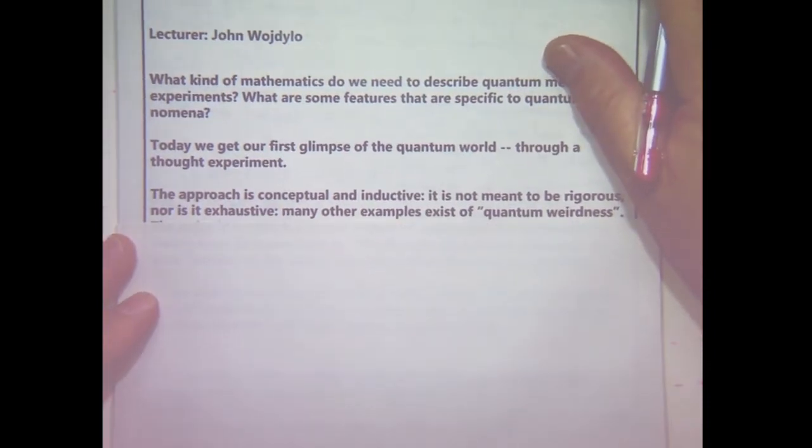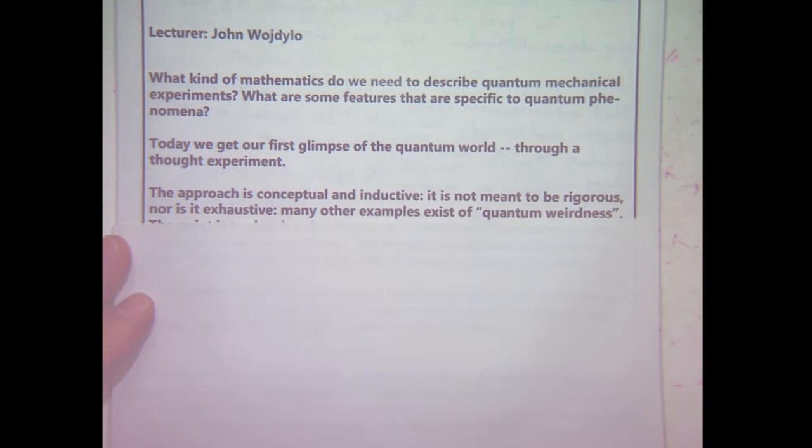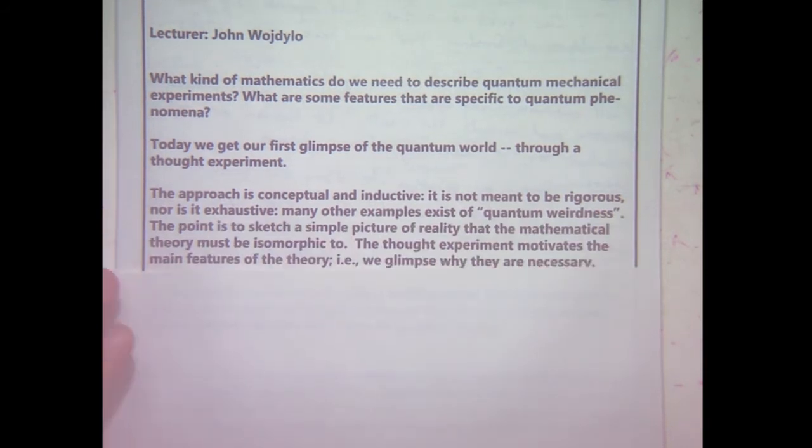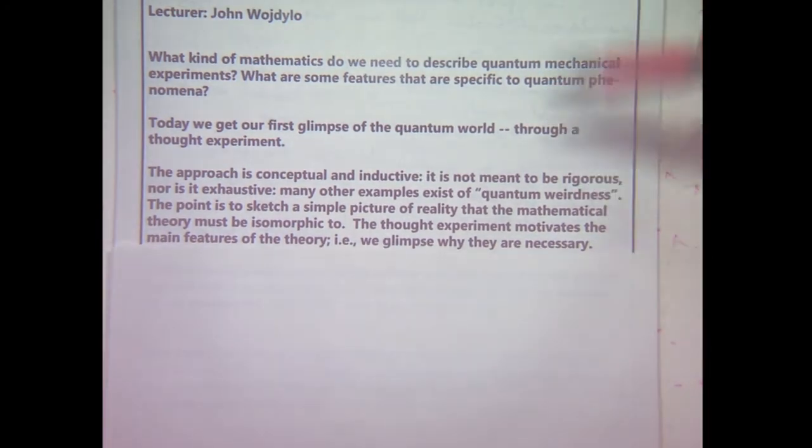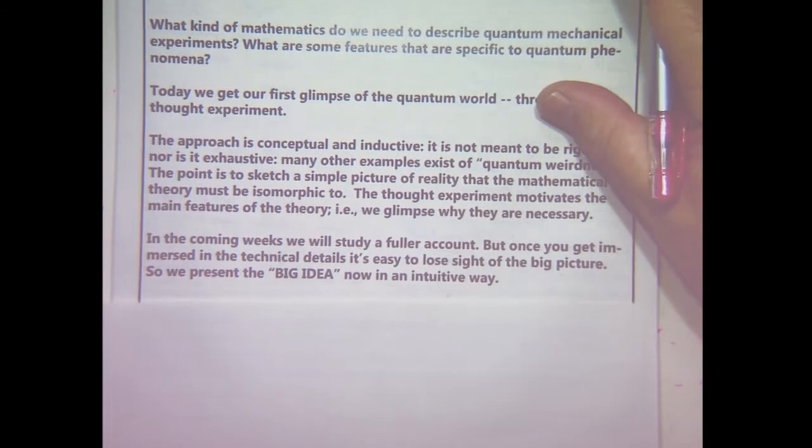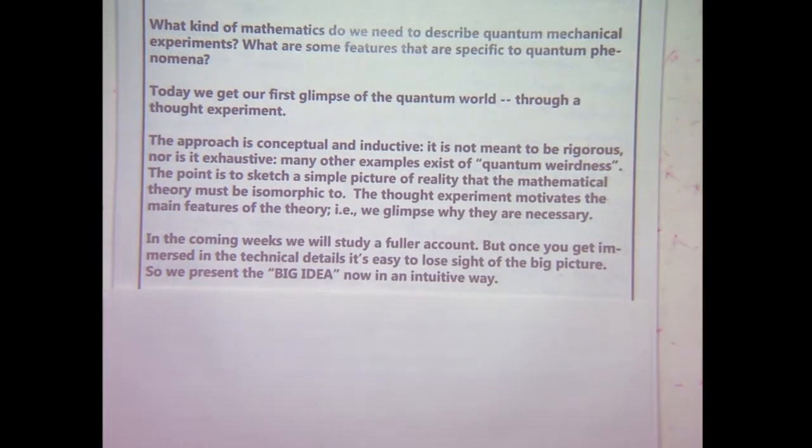There are a lot of examples of quantum weirdness that we won't cover today. There's just not enough time, but I will mention them as we go along in the rest of the semester. Starting from next week, we will look at the mathematics more carefully, not with the precision that a mathematical physicist would be used to. We're not interested in that sort of precision.